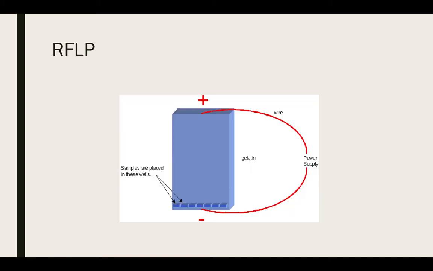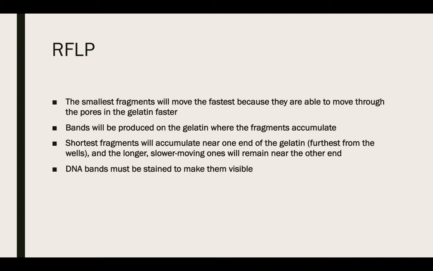You put it in the gelatin and you move it through the positive power supply, and it runs through there. The smallest fragments will move the fastest, and they're able to move through the pores of the gelatin faster. Bands will start getting produced where the fragments start to accumulate. The shortest fragments will accumulate near one end of the gelatin furthest from the well, and the longer, slower moving ones will remain at the other end.